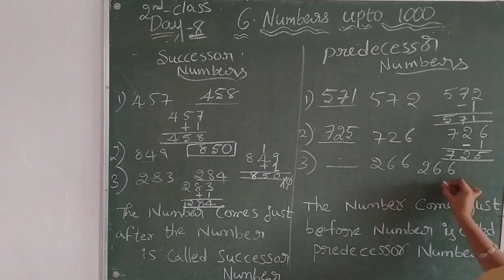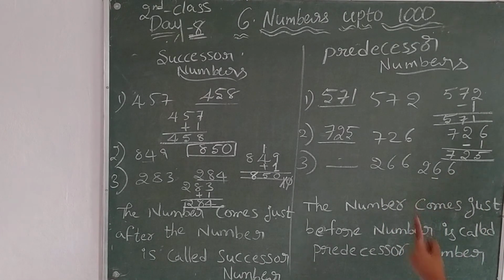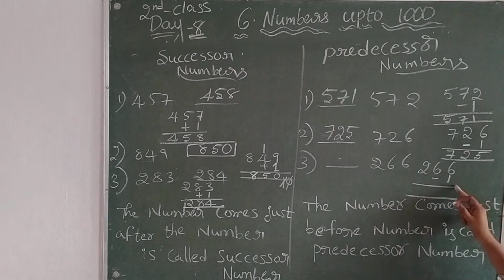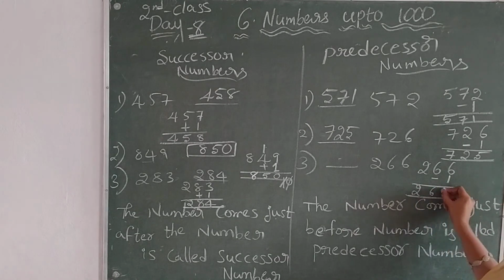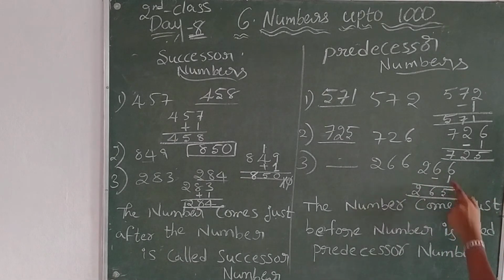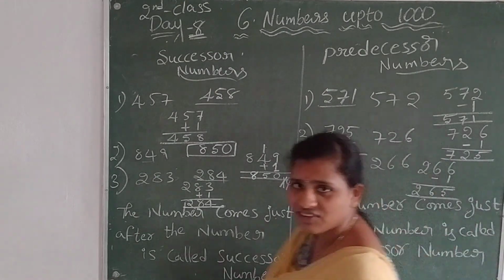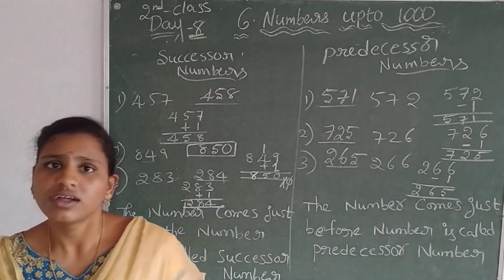266, subtract 1 in the 1's place. Okay. 6 minus 1 is 5. 6. 2. 265. Understood, children? I hope you understood today's class.